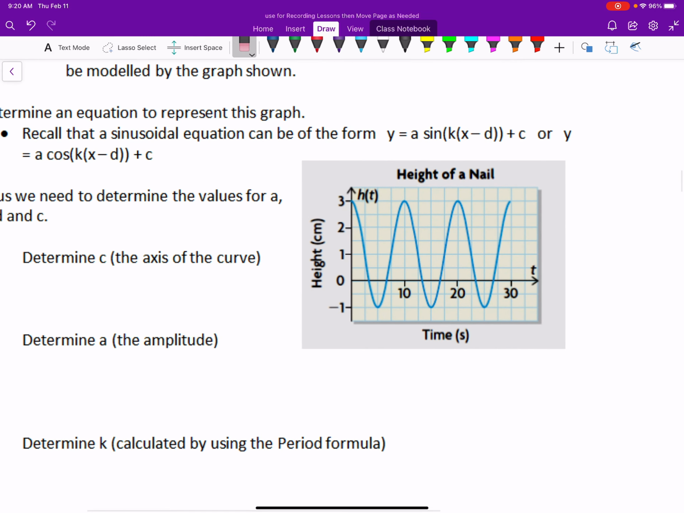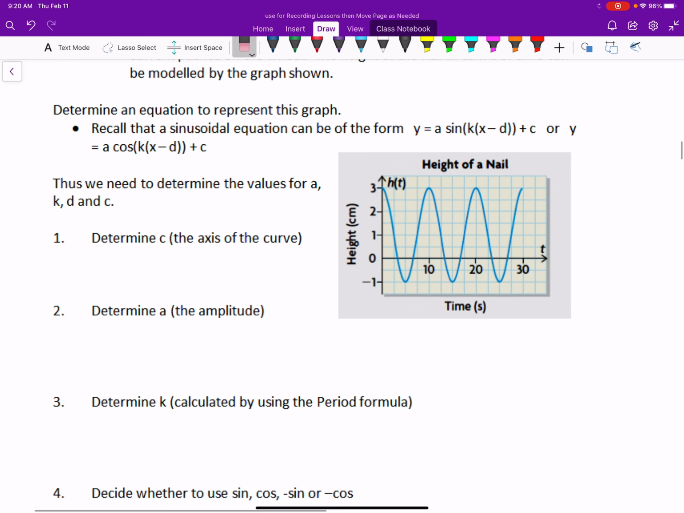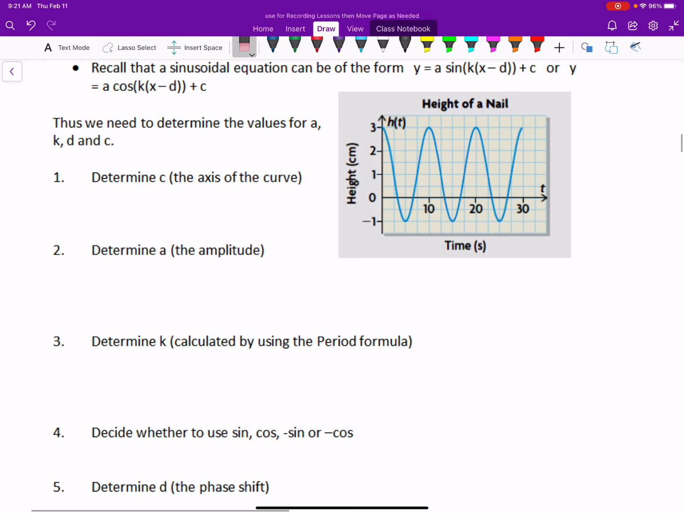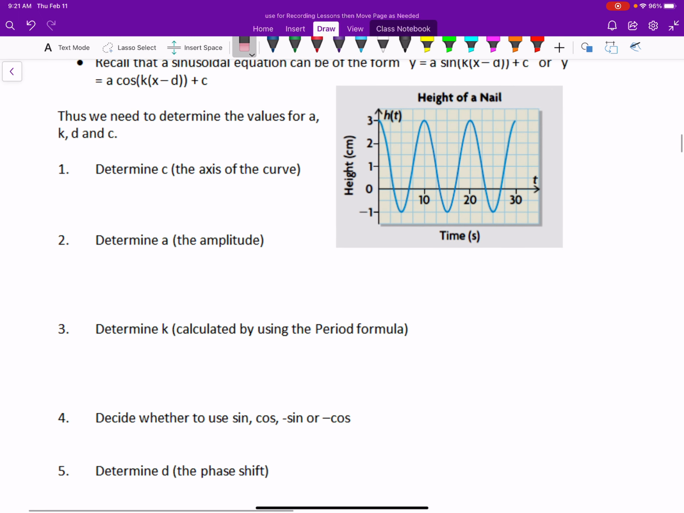We want to write an equation for this. We can work backwards to write the equation based on knowing A, K, D, and C. So we need to determine certain things. And again, this is the order that it'll help us to do it. So first we want to find the C value. Why? Because the C value is going to be the axis of the curve. Why is the C value going to be the axis of the curve?